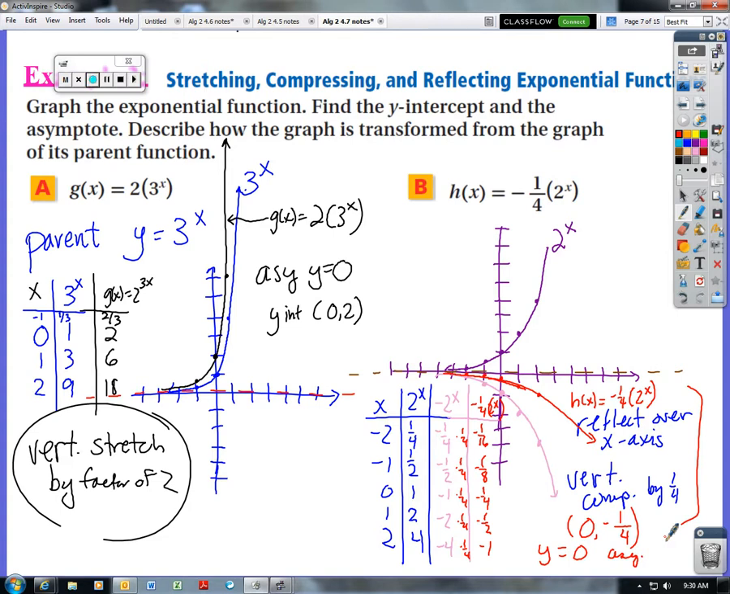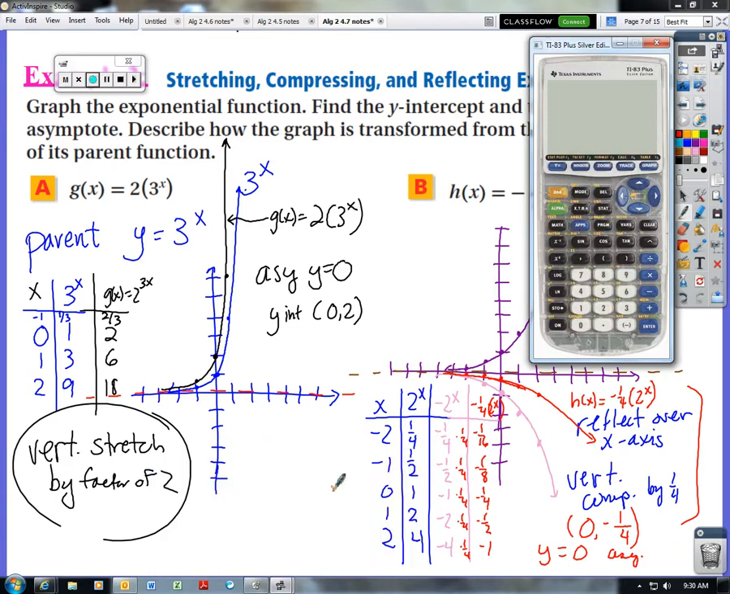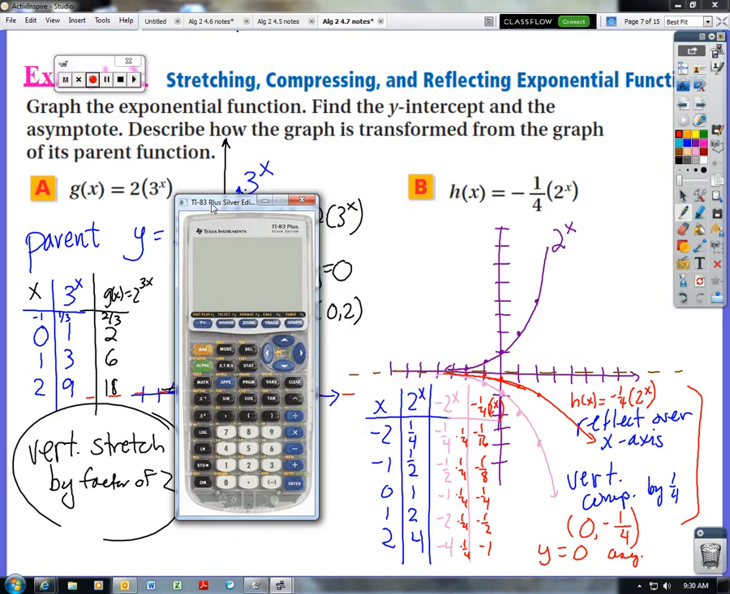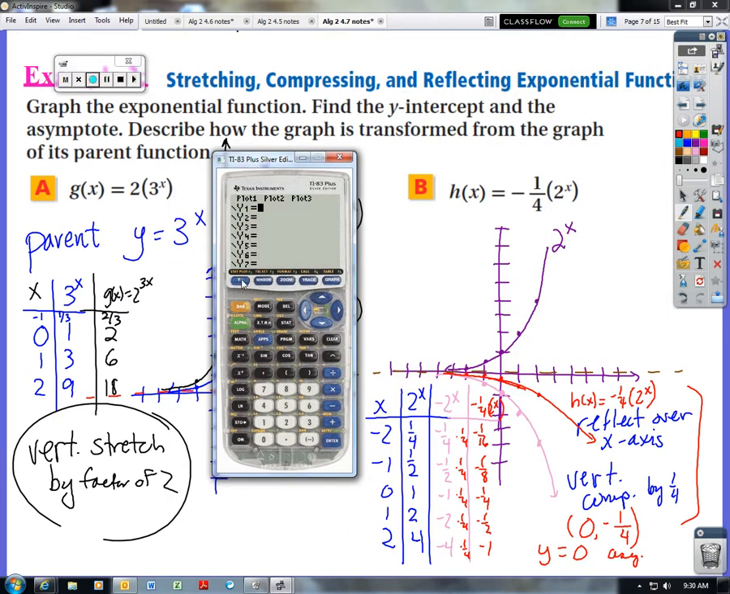You can also check this on the calculator, especially the harder ones. If you're not sure about them, it's a good idea to check them. So I'm going to just type in -1/4. I can type that in as -0.25, parenthesis 2 raised to the x. Let's do a zoom 6. Okay, looks pretty close to what I have there. You can also go to y equals and put in 2 to the x to compare it to the standard, to the parent. So those look similar to what I have on the graph there.